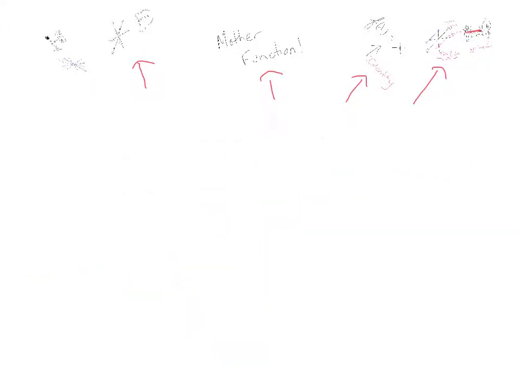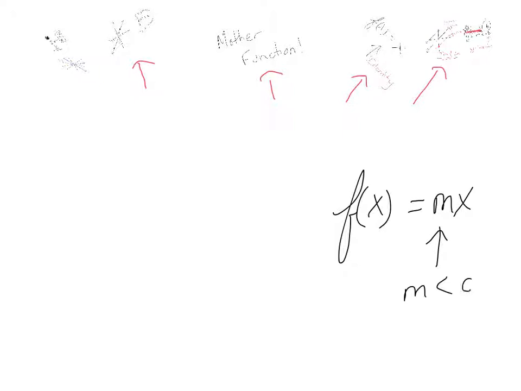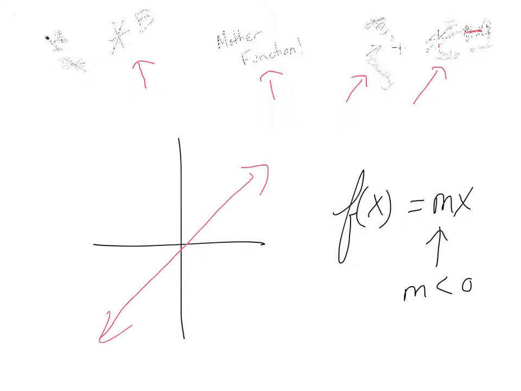Okay, in the last scenario, what if we had our function, f of x is equal to mx, where m, this little guy, is less than 0? What would the graph look like? Well, here's your mother function. That's f of x is equal to x. But what happens if we make this slope less than 0, so that's negative?